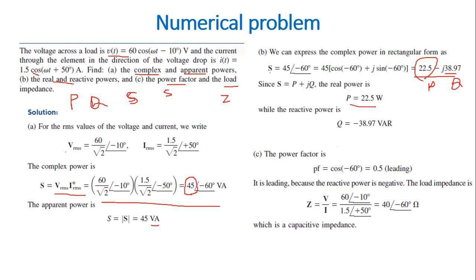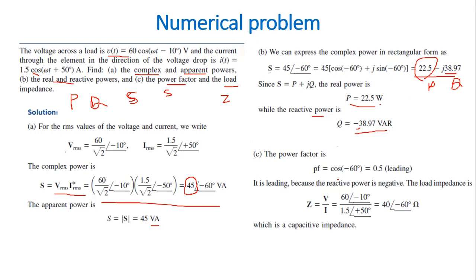So P is 22.5 watts. This is real power, so the unit is watts. Next is reactive power. The reactive power is minus 38.97 and the unit of reactive power is volt ampere reactive, VAR. We can notice that we have a minus sign. It means that the load is capacitive and we have a leading power factor.